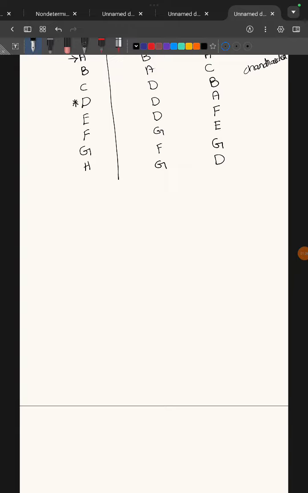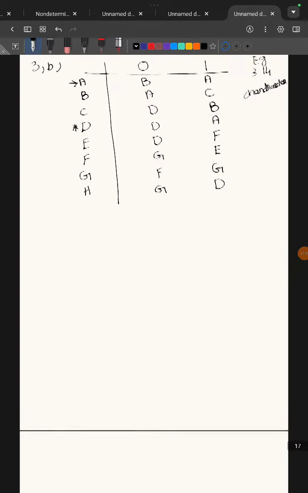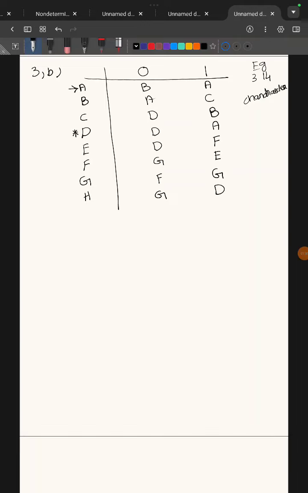Always for the minimization of DFA they will refer to Chandrasekhar book only. In class also I have solved from Chandrasekhar book only. You can refer to that example. If you are able to solve these 8 questions, definitely you will be able to solve the question in your exam and you can score 10 marks. Now we'll get into the problem.